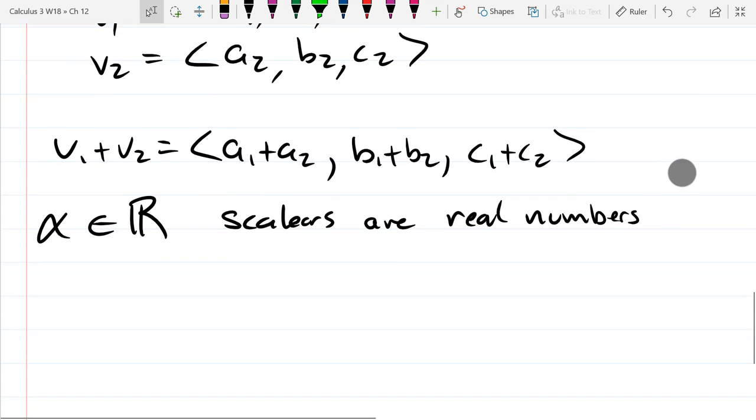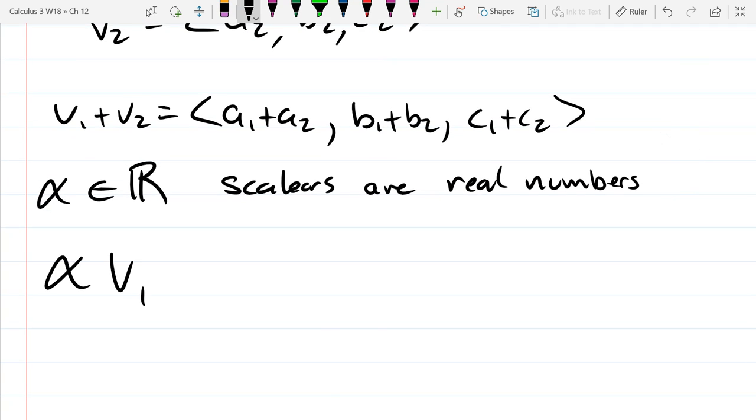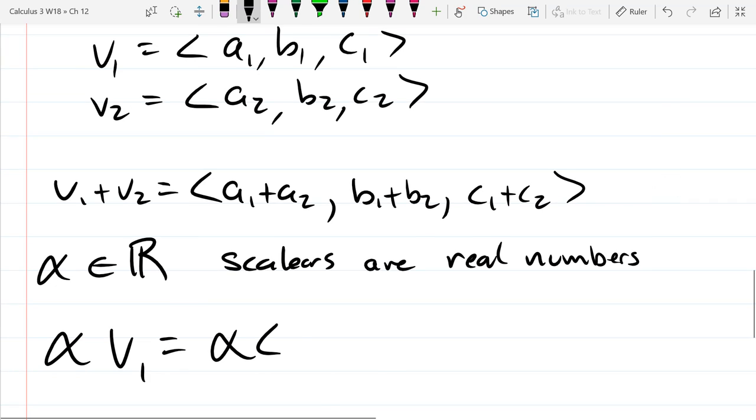So our scalars are going to be real numbers. So if we do alpha v1, that'll be alpha times A1, B1, C1. All you do is distribute.